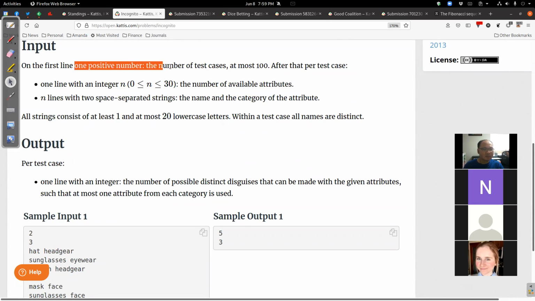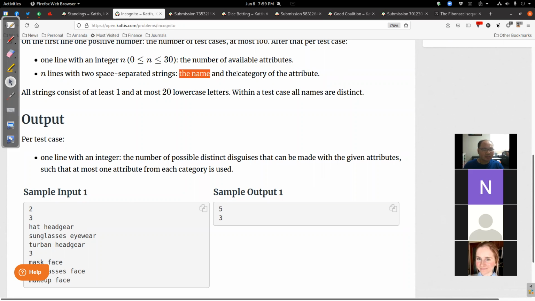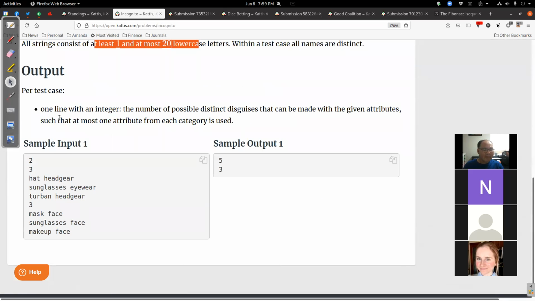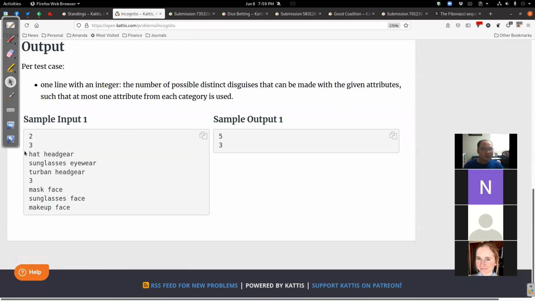So you're given one positive number, which is the number of test cases. Per test case, you're given n, which is the number of available attributes. For each attribute, you have the name of the attribute and what category it belongs to. Everything is up to 20 letters, and all the names are distinct. For a test case, output one line with an integer, the number of possible distinct disguises that can be made with the given attributes, such that at most one attribute from each category is used. So let's try to figure out how to get these answers, 5 and 3. Here you have a hat, that's headgear. You have sunglasses, which is eyewear, and you have a turban, which is headgear.